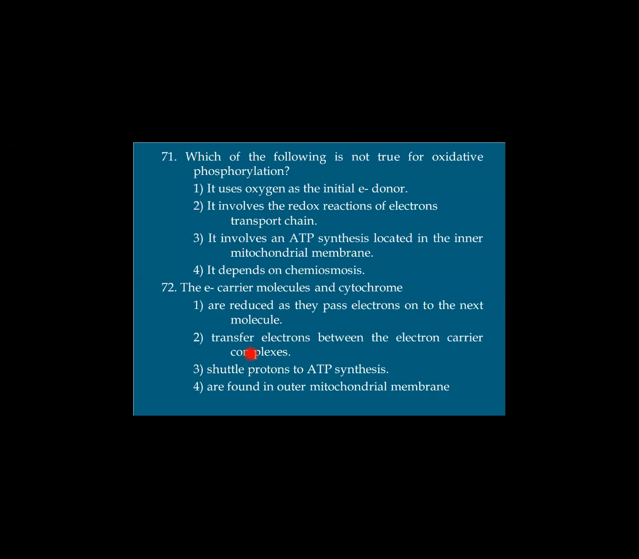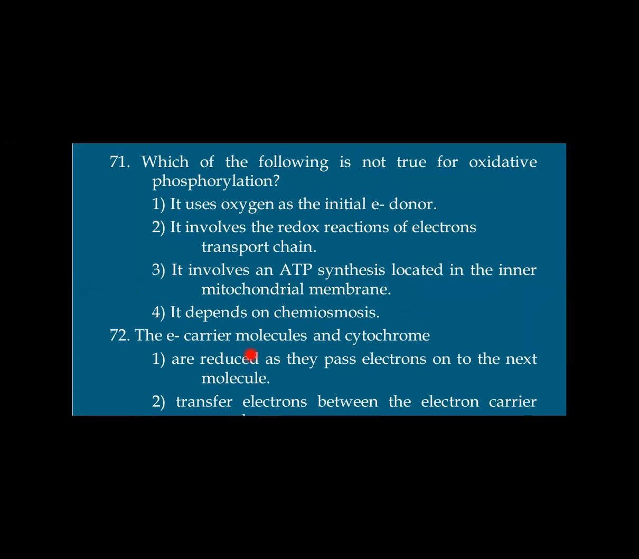Question number 71. Which of the following is not true for oxidative phosphorylation? You have to find out the wrong statement here. Option 1. It uses oxygen as the initial electron donor. Is it right? No. Totally it is wrong. It is not using oxygen as an electron donor. It is using oxygen as a terminal electron acceptor. So option 1 is wrong here.